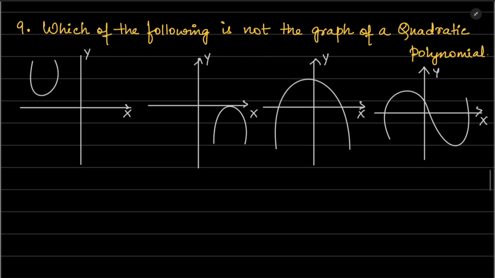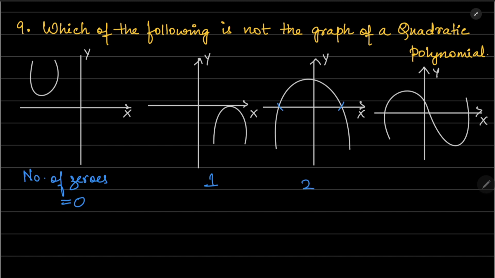Which of the following is not the graph of a quadratic polynomial? Whenever you're given the graph of a quadratic polynomial, see how many times the graph is cutting or touching your x-axis. In this case, it does not touch, so the number of zeros of this p of x is 0. Here, it touches at just 1 point, so the number of zeros is 1. Here it touches at 2 points, so the number of zeros is 2.